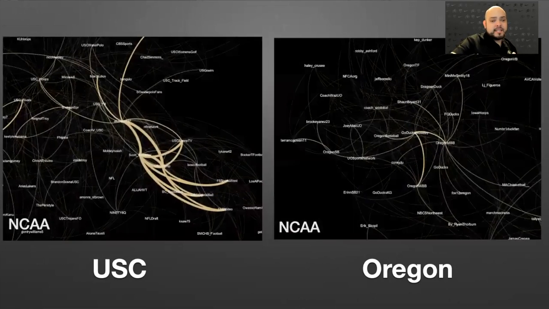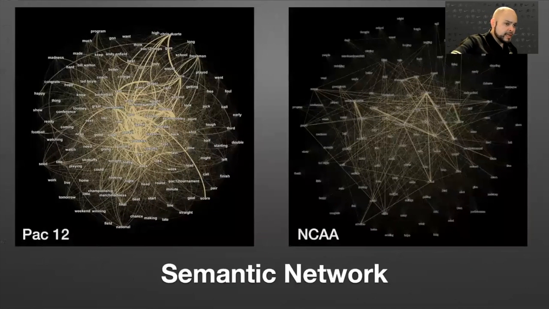When you shift to the NCAA, Oregon's not talked about as much, so their edges went down in strength a lot. And in USC, their edges went up quite a bit, but again, that's mainly from a recruiting aspect, because football rules all at USC. When we look at a semantic network, you can see that it's a lot deeper in the Pac-12 than in the NCAA. But we'll take a deeper look at that.